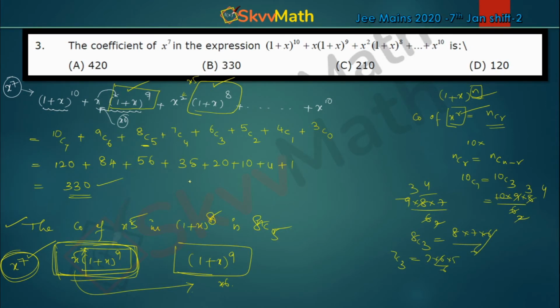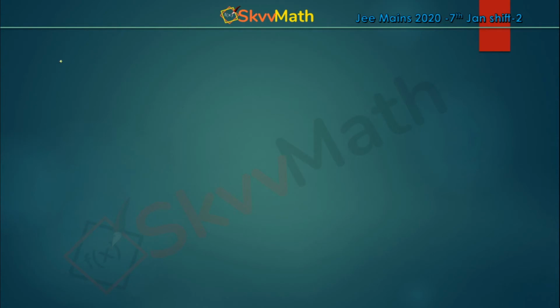So the same problem we can solve in a different way. Okay, now let me explain that method also. So what we have in the question is, we have to find the coefficient of x^7 in the expansion of, what is the expansion we have?